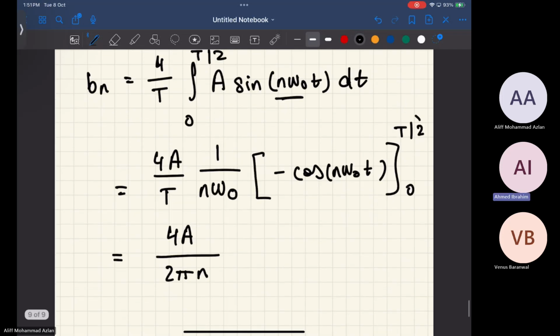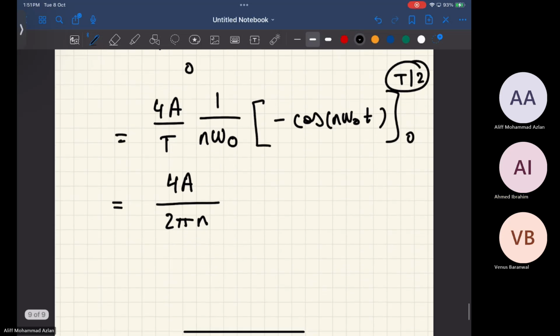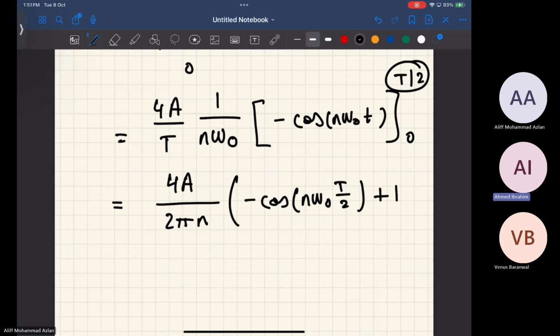And then we substitute t over 2 and 0 into the cosine. So that's going to give us minus cos n omega 0 t on 2. And cosine of 0 is just 1. So that's going to be minus 1, which gives us plus 1. It's very easy to make sign errors with the negatives in Fourier series questions. So just make sure to write everything out and watch out for double negatives and everything.